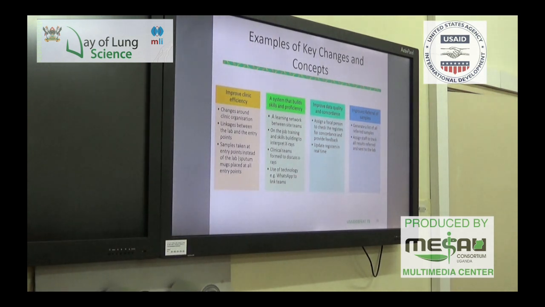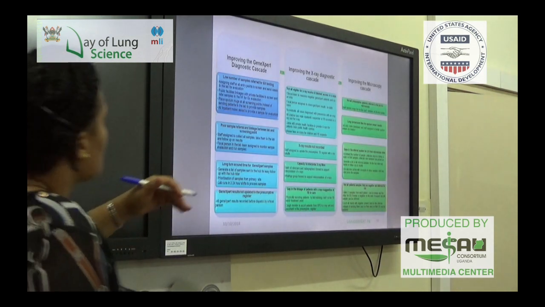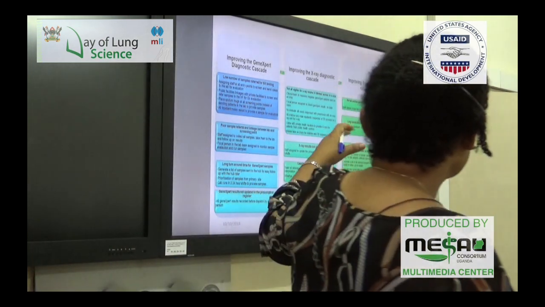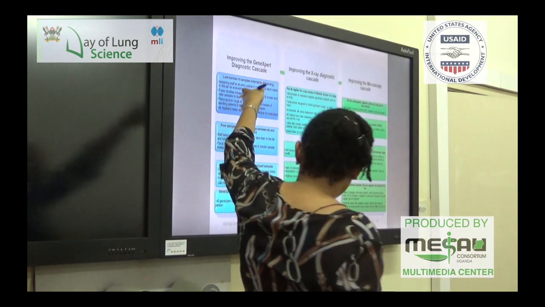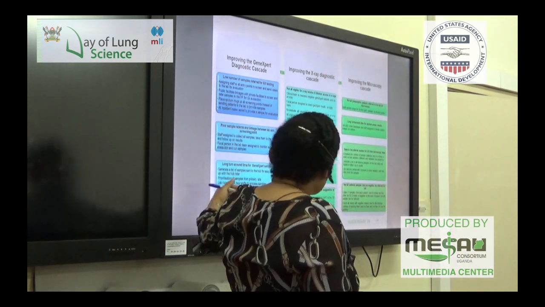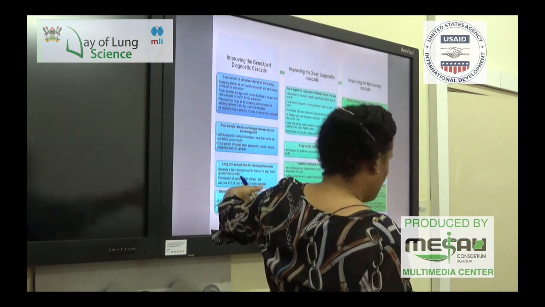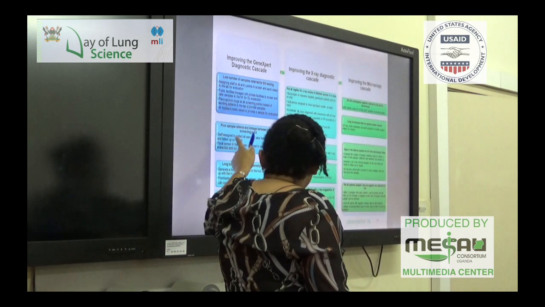In the course of our learning, this is a very heavy slide, but this is, for example, the learning that we have. These are what we call the change packages. If we want to improve the GeneXpert diagnostic cascade, these are some of the changes that sites have put in place. And each change addresses a specific problem.